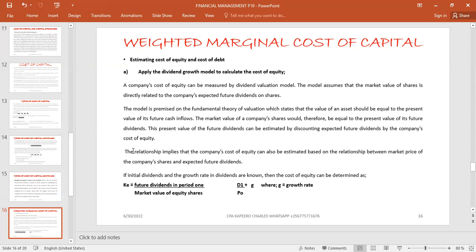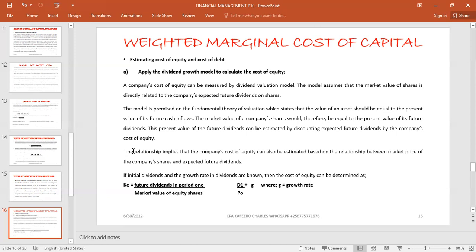And we are saying the model is premised on the fundamental theory of valuation, which states that the value of an asset should be equal to the present value of its future inflows. What does this mean? If you buy an asset for 10 million, we expect that the money you are going to be getting every year, if that asset is going to last, let's say, for 5 years, should be able to cater for the cost of the asset we purchased.